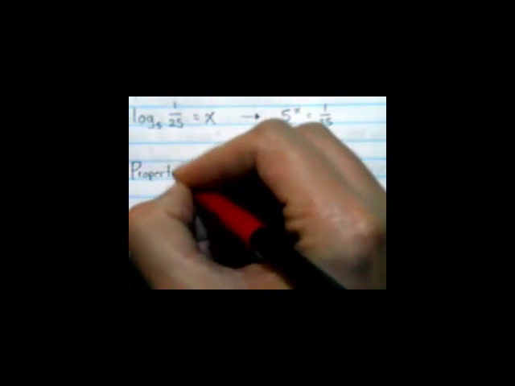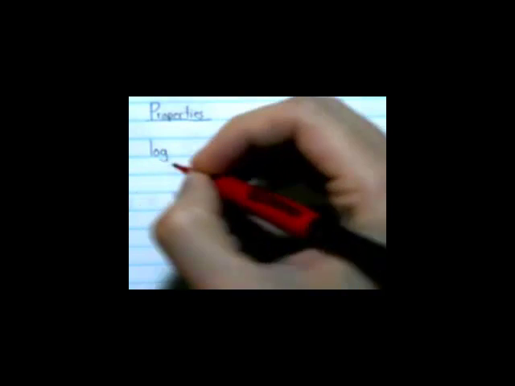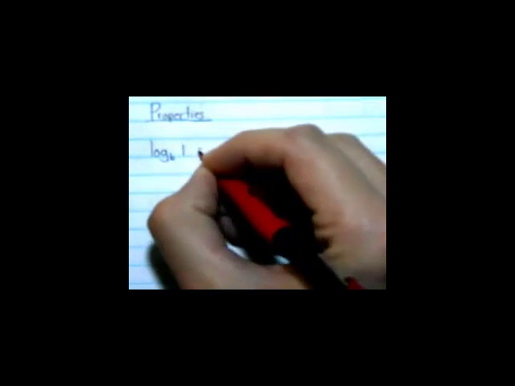All right, so the first one, properties. The first one would be log base b of 1. So no matter what the base is, if you're doing the log of 1, what does the answer have to be every single time? 0. Yeah.